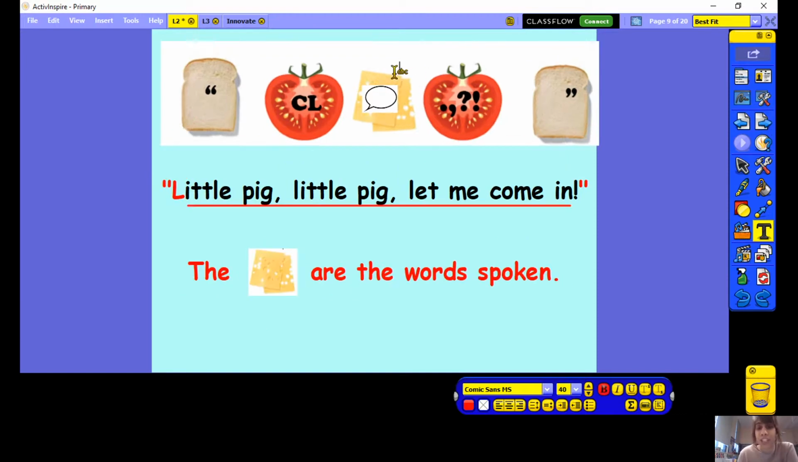Then I have my cheese, which is basically the words that are spoken. So again, speech marks, capital letter, and then all of these words here are the cheese, the speech, what is actually said. So I've used the bread, I've used the tomato, and I've used the cheese, which leaves the tomato and the second piece of bread left.